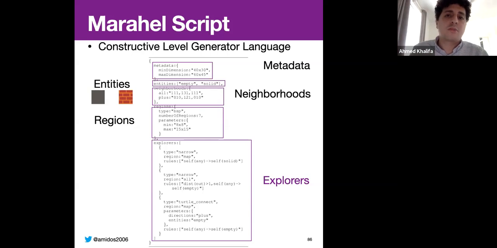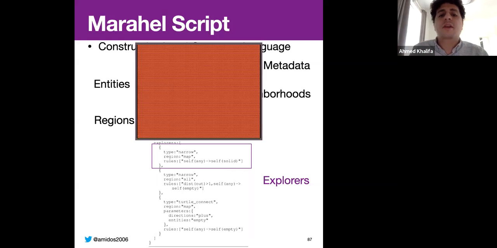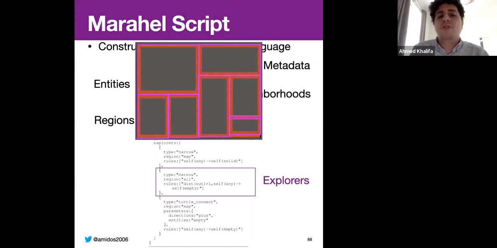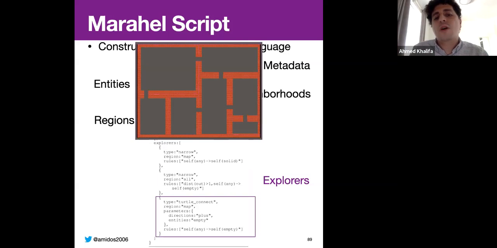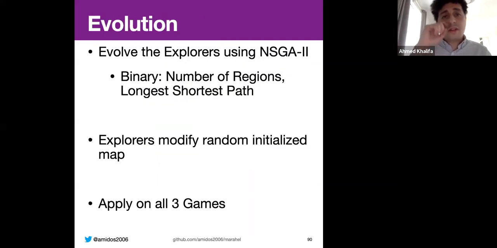Explorers are the most important part of the whole system because they define how exactly you're going to generate the level. For example, the first explorer says, fill the whole map with solid. The next one tells you, for every region you have, empty the center of it. And then the last one tells it to connect everything in the map so there are no isolated areas. We decided to evolve only the explorers and not the whole script because they are the core of the generation. So it makes the problem easier.